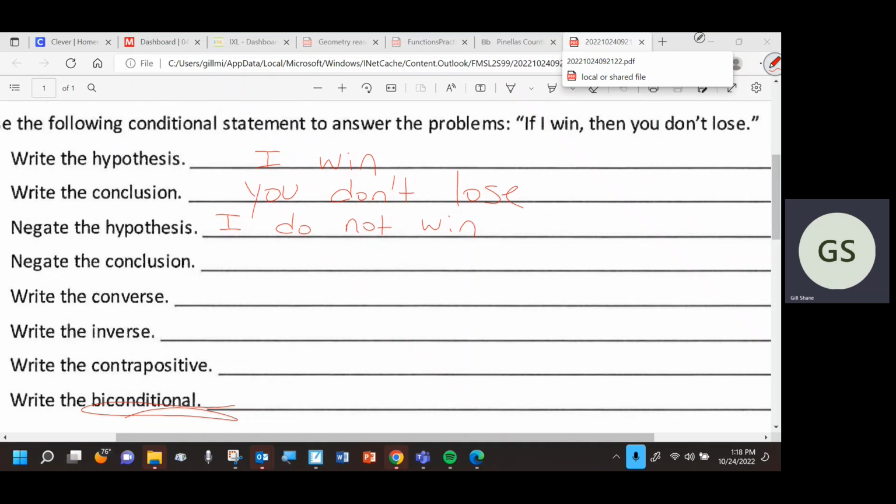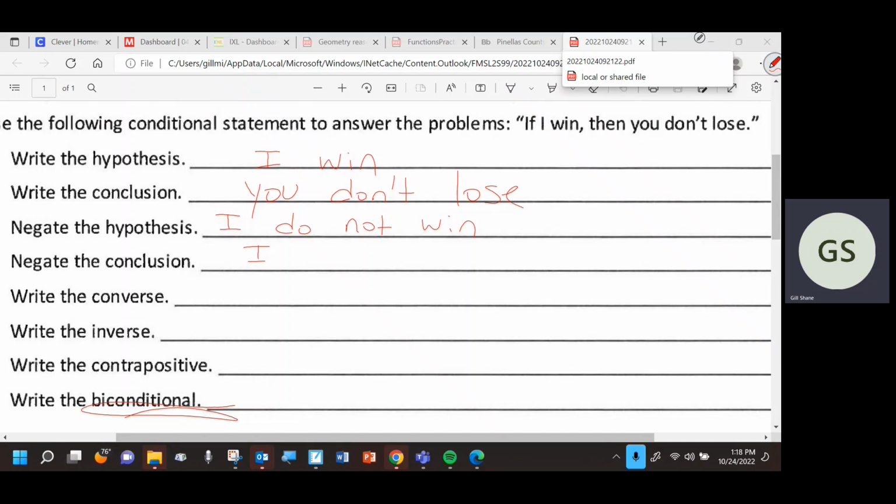So in this one, it's a little weird to put the word not in because technically the word not's already in there, right? You do not lose. So if you were to put the word not in, you would write you do not lose. So that's weird, but again, you can also just think of it as the opposite. What's the opposite of you don't lose? You do lose. So in this case, you actually take the word not out, technically.